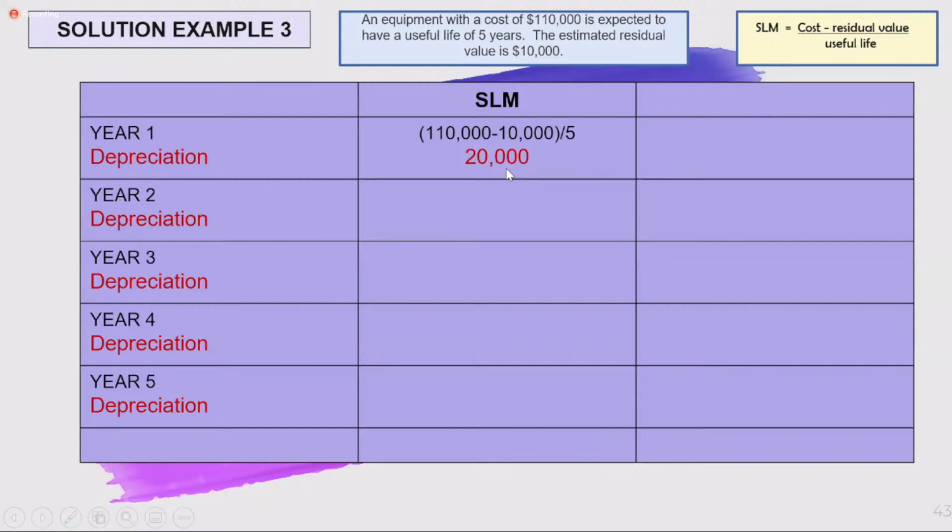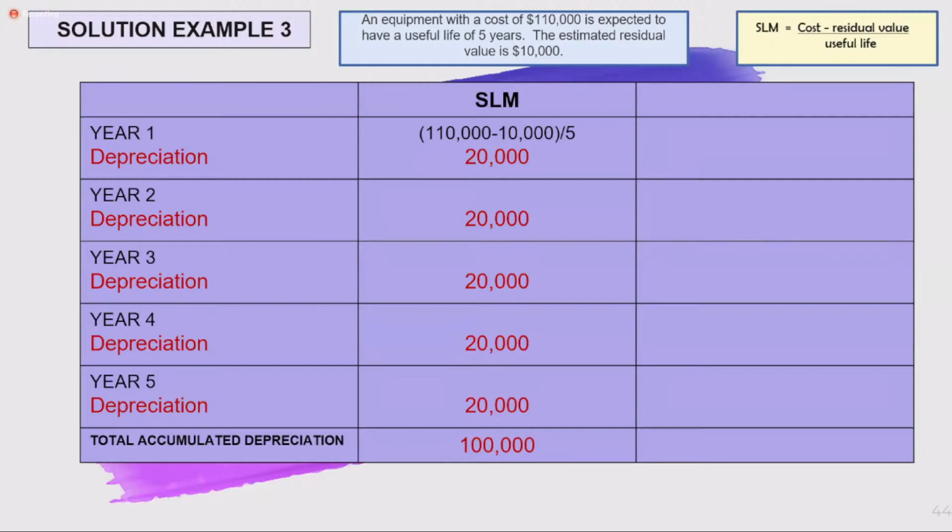Okay, this will be the 20,000 for the first year. As it is a straight line, evenly distributed until year 5. So until year 5, this will be the amount of depreciation allocated. So the total accumulated depreciation for straight line method of this machine is 100,000. Okay, so yang merah-merah ni jika dicampur is the total accumulated depreciation. We'll go to the next part.